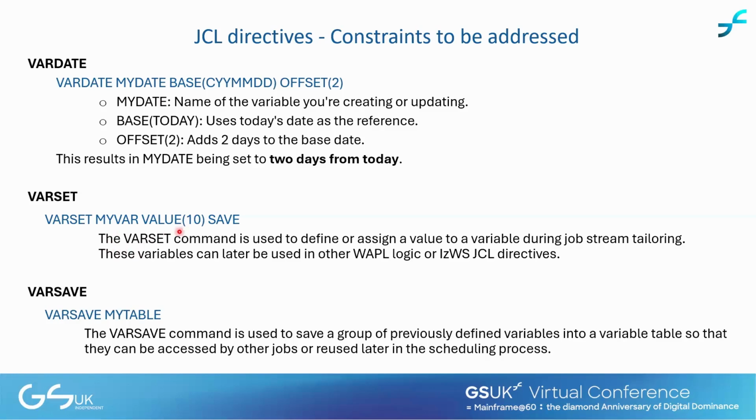The var set statement is used to assign a value to the myvar variable. In this case, it will assign the value 10 to the myvar variable, and we will save it for subsequent logic use. The var save command is used to store previously defined variables in a table, enabling their use by other jobs later in the scheduling process.